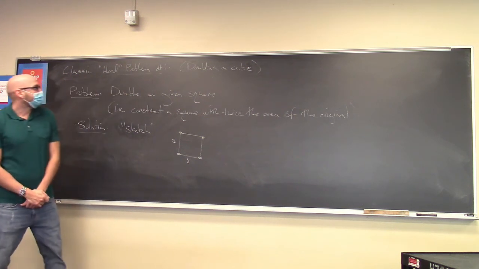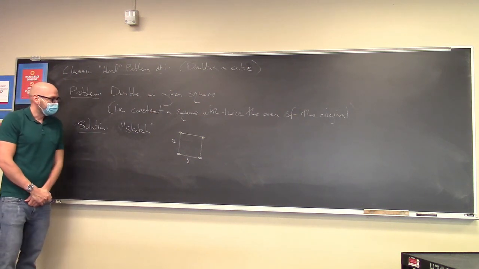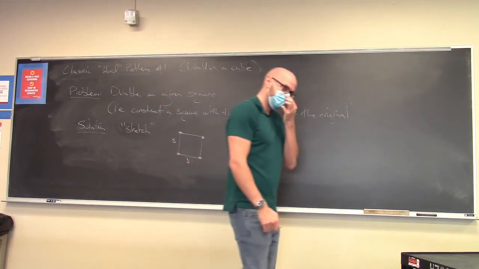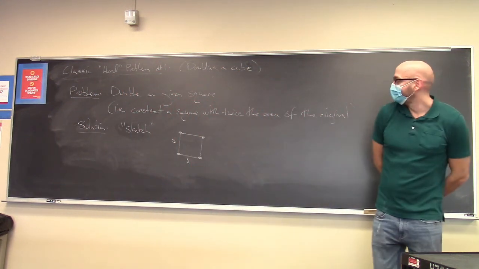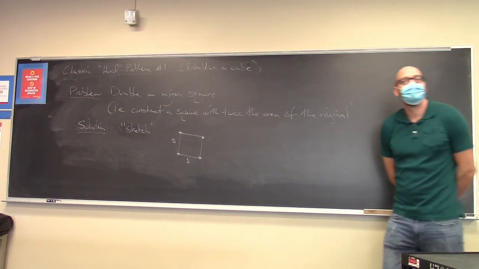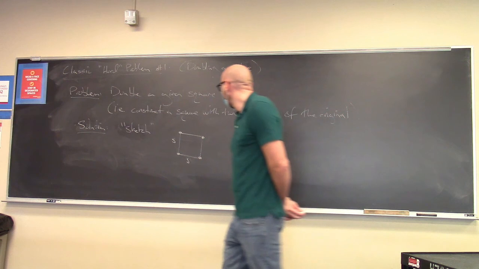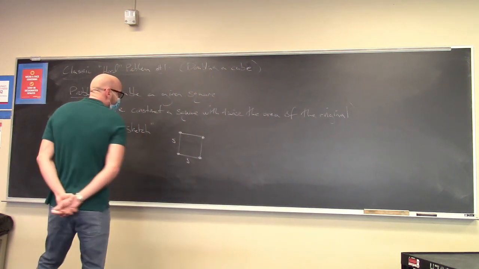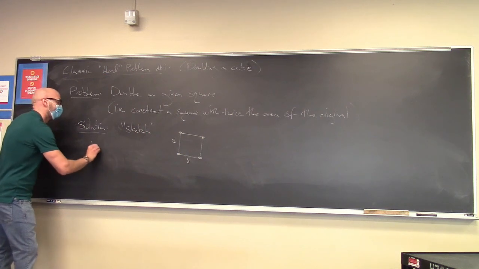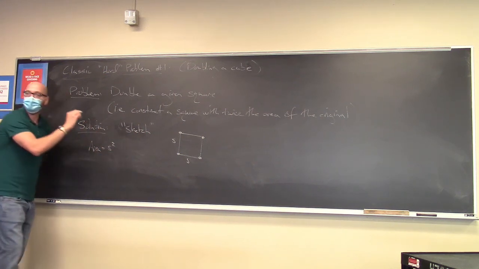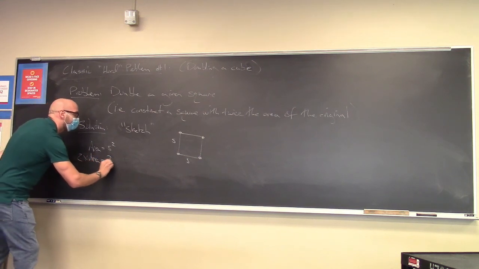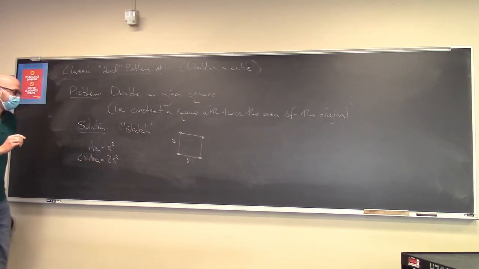To construct a square with twice the area, how long of a length do I need to construct? What should the length of the bigger square be? Well, the original area is s squared, right? So if I want 2 times the area, I want to construct an area of 2s squared.